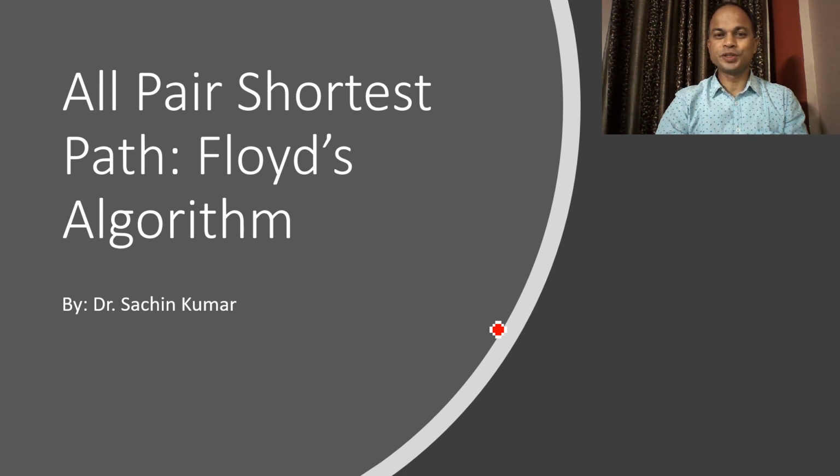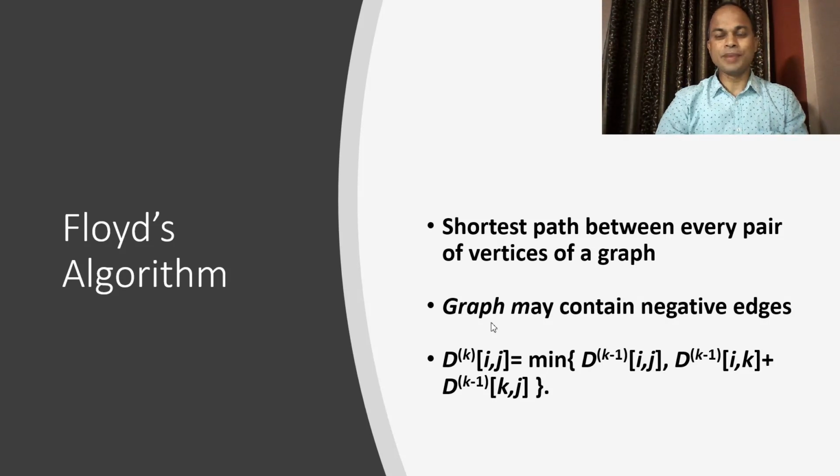In this video, I am going to discuss the all pair shortest path problem, and this algorithm is based on the concept of the Floyd-Warshall algorithm. If we talk about the all pair shortest path problem, then we have to find the shortest route between all pairs of vertices. Here, the graph may have negative edges. Negative edges are allowed. The Floyd-Warshall algorithm is able to handle negative edges.